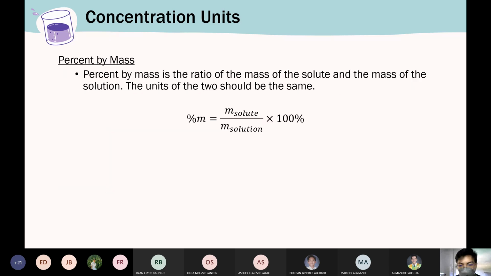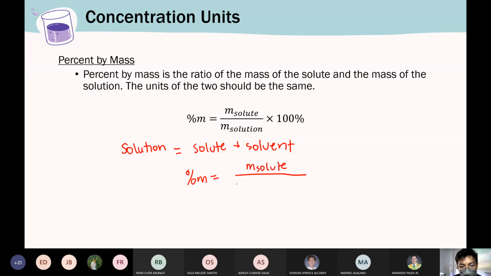So let's talk about the percent by mass. When I say percent by mass, this is just the concentration unit in which you divide the two masses, and the final answer here is in percent. The one written in the numerator is the solute, and the one at the bottom is the solution. Always remember that your solution is made of solute and solvent. Meaning, we can rewrite the equation as the mass of solute over the mass of solute again plus the mass of solvent, times 100%.